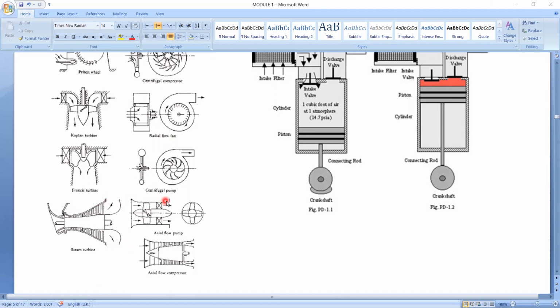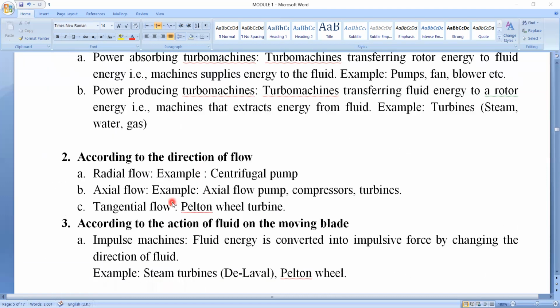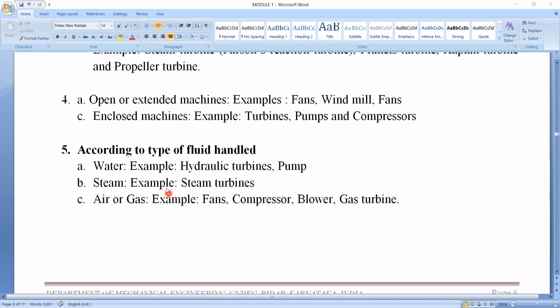Is that clear? Okay. So the next important classification is according to the type of fluid handled. The first one is water turbo machines. Remember guys, if we are using water as a working fluid in turbo machines, then such turbo machines are known as hydraulic turbo machines. The best examples are the Francis turbine, Pelton wheel, Kaplan turbine, centrifugal pumps, etc.